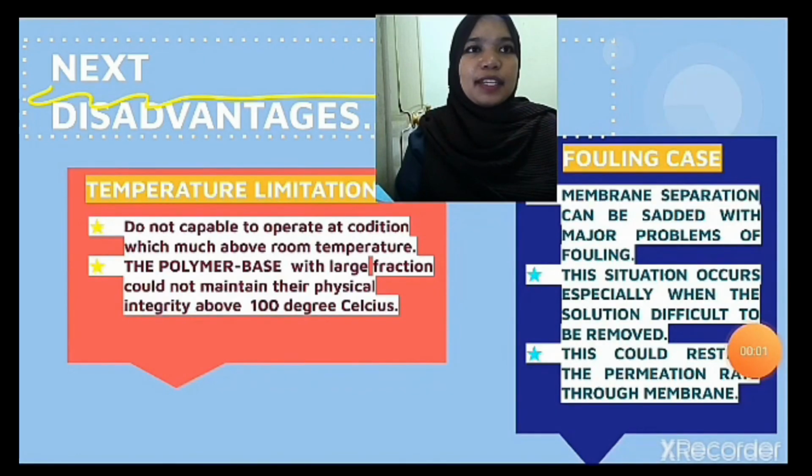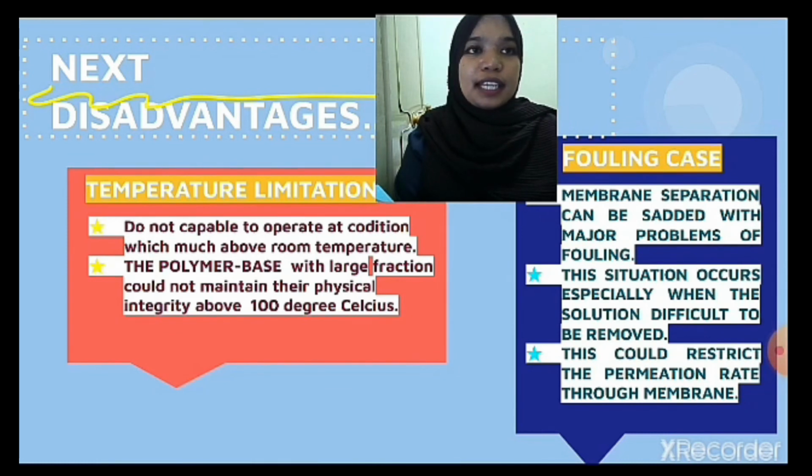So the next point is the temperature limitation. Membrane separation is not able to operate at conditions much above room temperature. This is because the polymer base with a large fraction could not maintain its physical integrity above 100 degrees Celsius. Based on these limitations, the membrane separation process cannot be made compatible with some chemical process conditions.